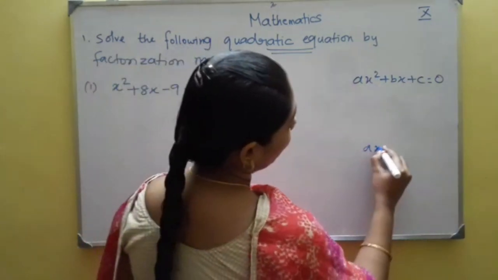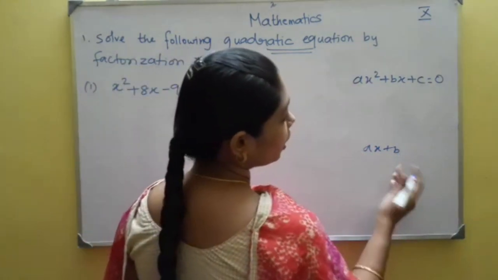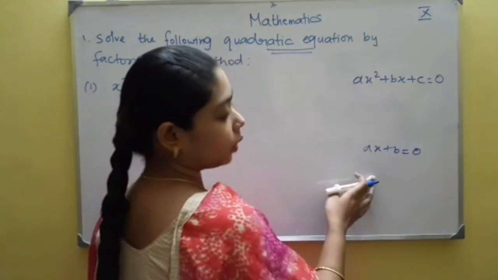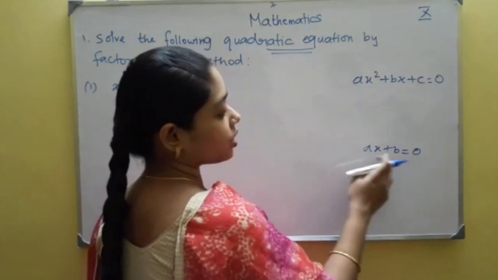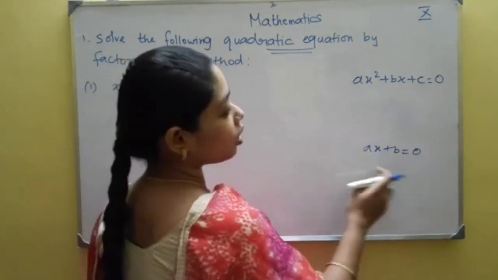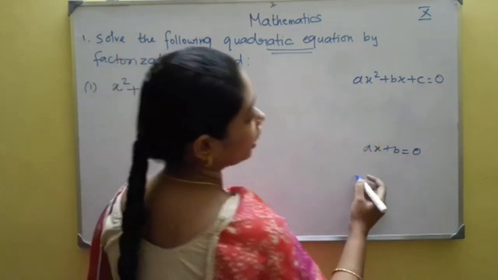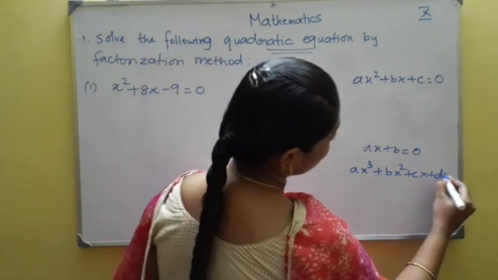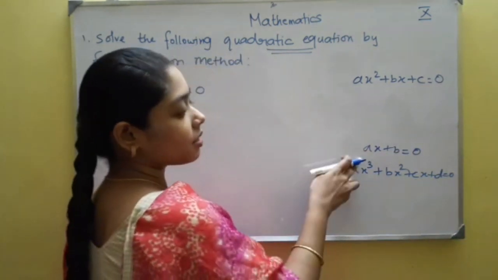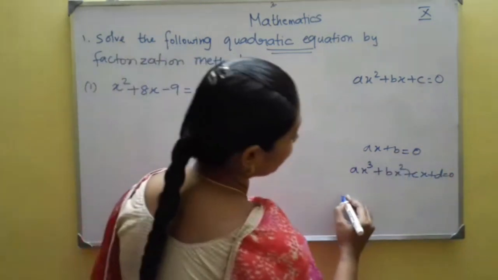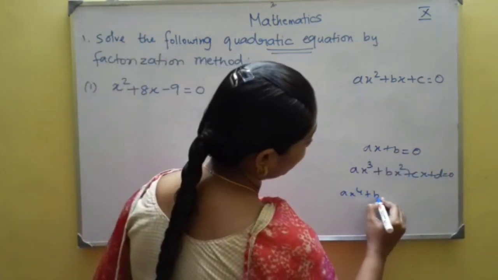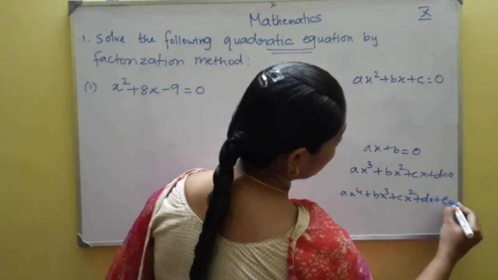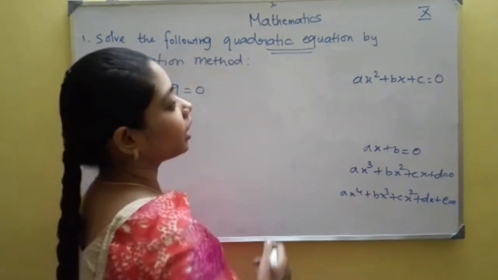For example, ax + b is an algebraic expression involving one variable, and now this is an algebraic equation involving one variable. The highest power of the variable here is 1, so it is called a linear equation. This is called a quadratic equation. How will a cubic equation look? ax³ + bx² + cx + d = 0. The highest power of the variable here is 3, so it is called a cubic equation. And ax⁴ + bx³ + cx² + dx + e = 0 is called a biquadratic equation.